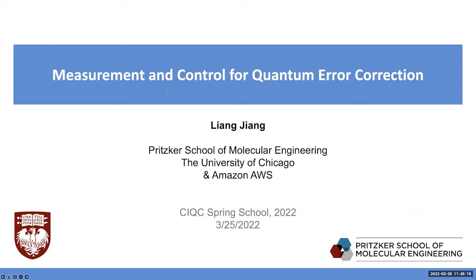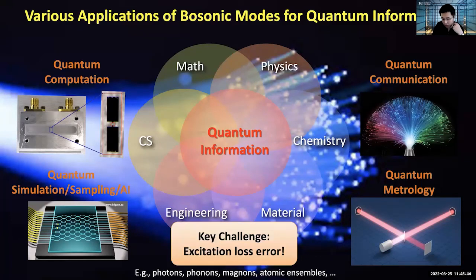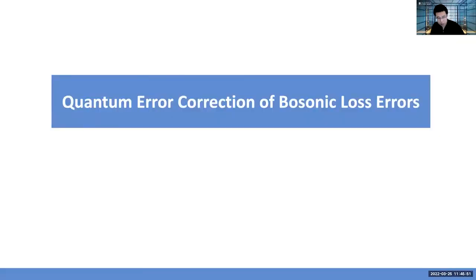So now I'm going to try to get a bit more into error correction and how we implement control and the measurements for real physical systems that want to do error correction. Okay, so here is just the motivation. We can use bosonic systems for different applications: communication, sensing, metrology, and simulations. But the challenge is photon loss error. And this part of the discussion will be mostly focusing on bosonic systems and how we use quantum error correction to correct errors in the bosonic system.